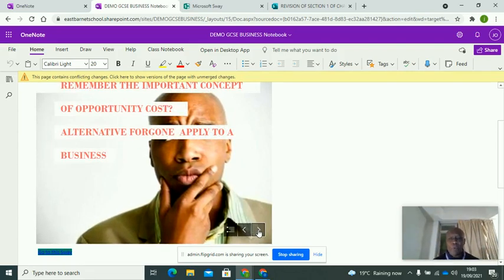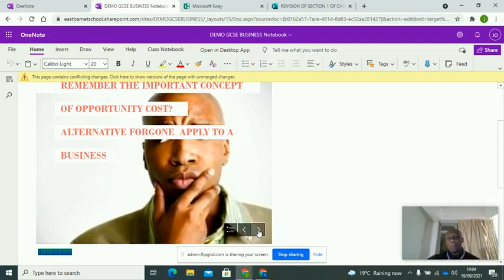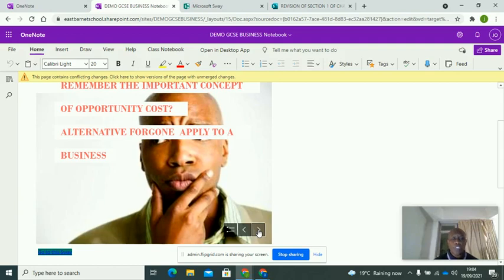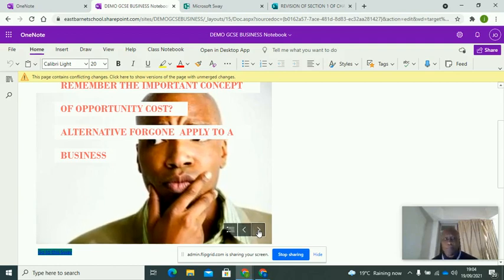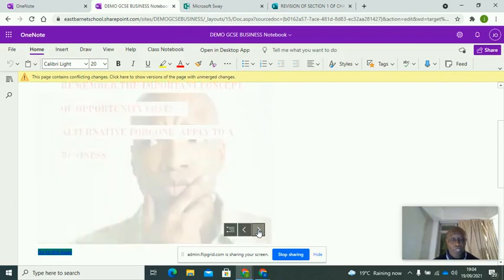Another important concept is opportunity cost. A business needs to know where to put their money. If they decide to go this way, they buy this, they may not be able to buy something else. So what's the alternative foregone? What are they giving up? Very important concept to understand. Okay, that's what we've also done as well.